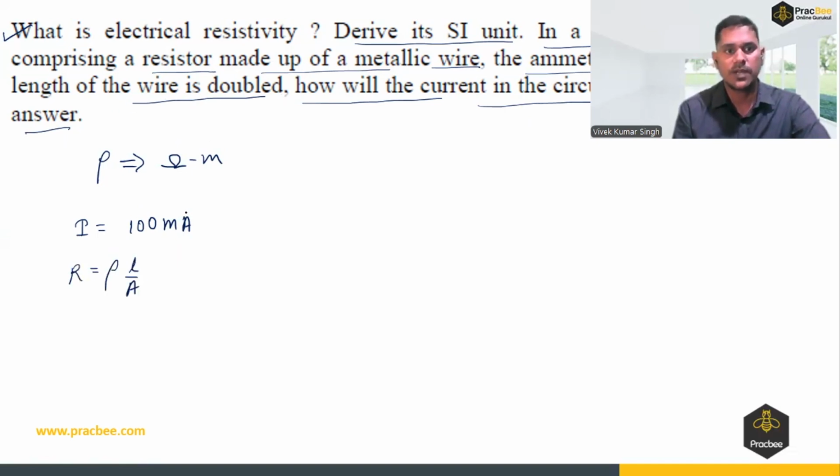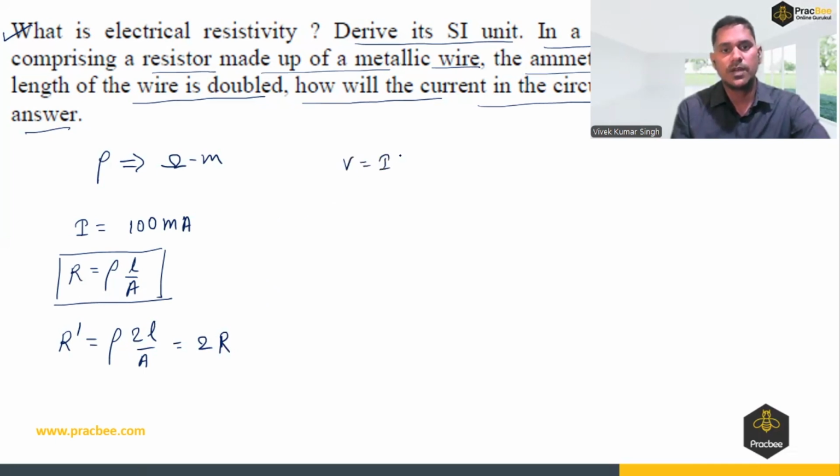If the length of the wire is doubled, then the resistance increases 2 times. So initially, let's suppose the resistance is R, which is rho L upon A. Now let's suppose the new resistance is rho 2L upon A, which is basically twice the initial resistance. Fine. So from Ohm's law, we know that V is equal to IR.